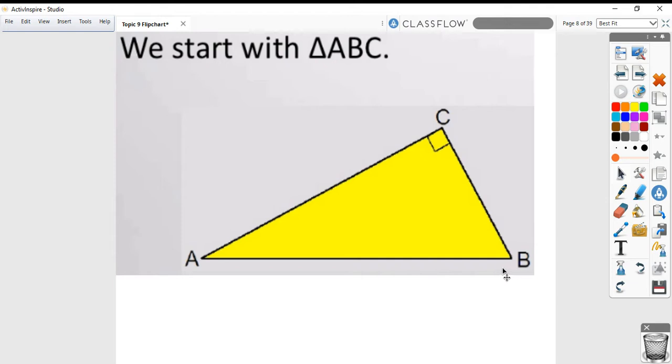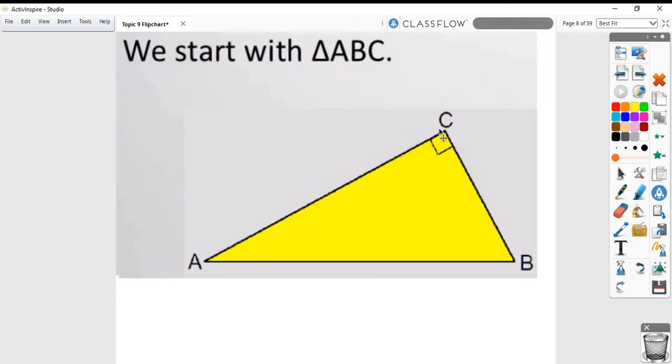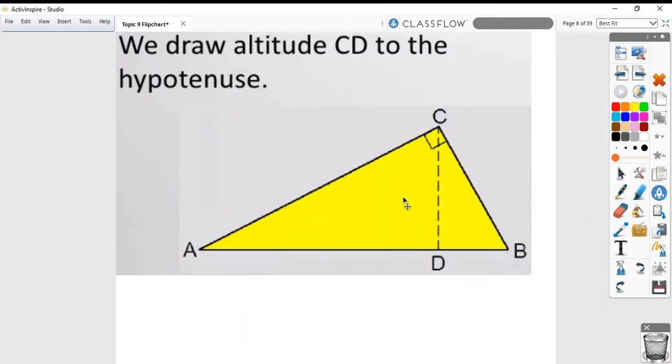Triangle ABC. We know it's a right triangle because it's got this little square up here in the corner that tells us that this right here is a right angle. So what I want to do with this diagram, which is also on your paper, is drop an altitude from corner C. I want to drop it straight down so that it makes a right angle with AB right there.